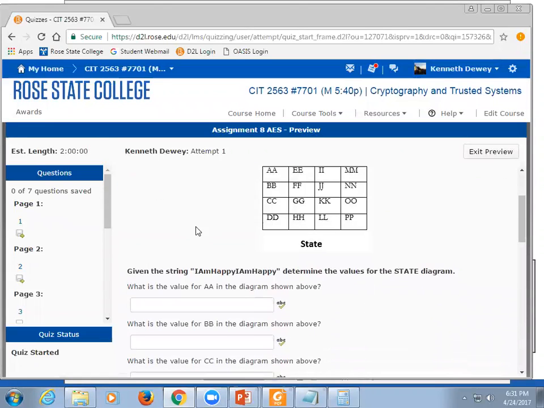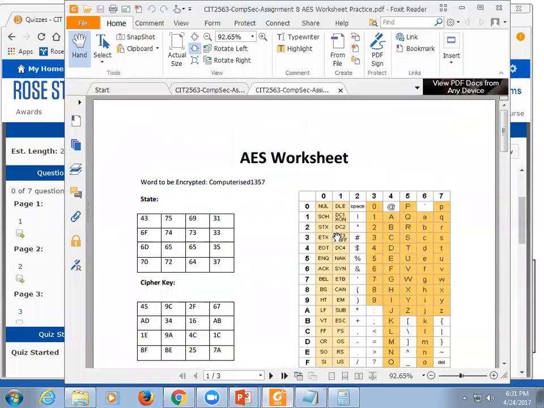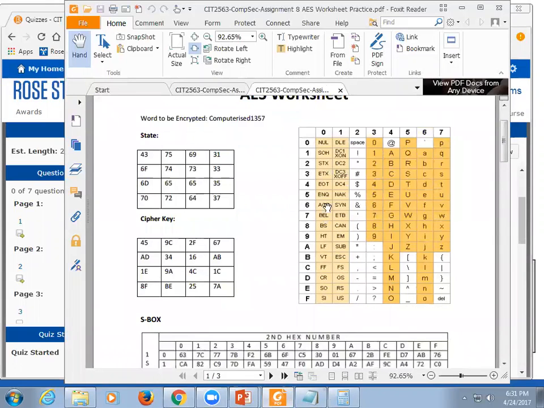Okay, it comes up and I can say state. Given the string "I am happy," determine the values of state. So what you would do is take this practice worksheet and this table. Instead of "computerized 1357," you're going to do "I am happy."